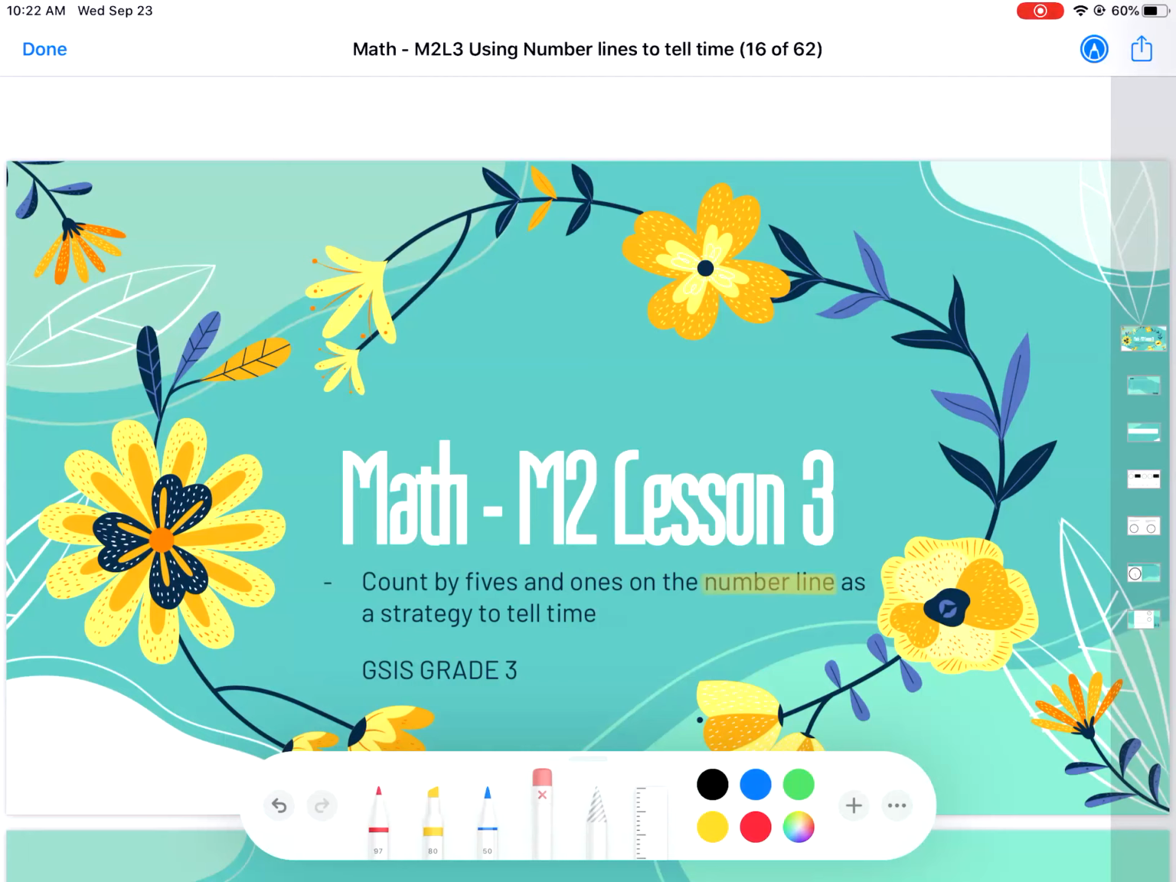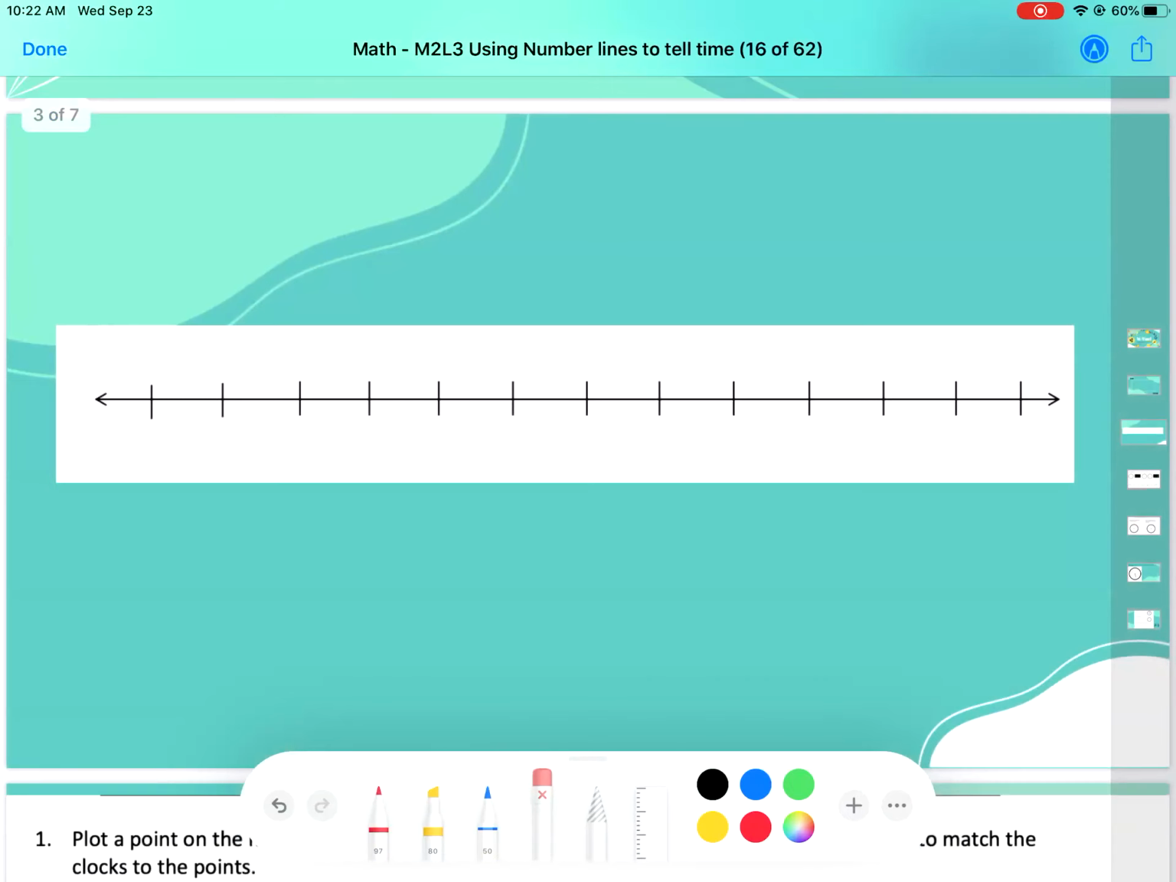In this lesson, we're going to practice counting by fives and ones on the number line as a strategy to tell time. So what is a number line? I have included a photo of a number line here, and you'll be able to see the same one on your Seesaw activity as well. Throughout this lesson and your Seesaw activity, we're going to use a number line to track the time it takes for us to complete each question on the slide.